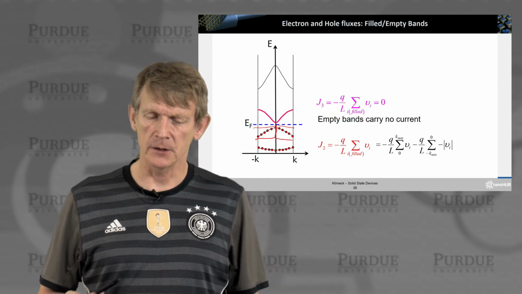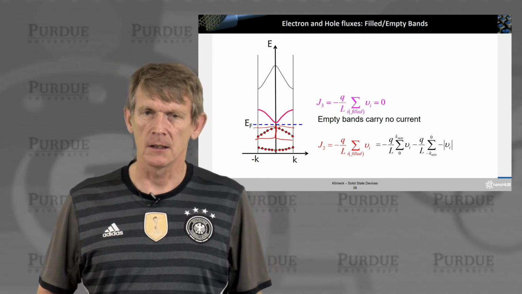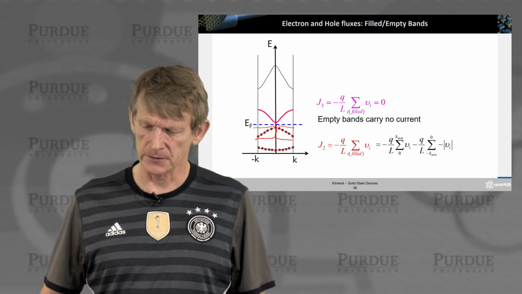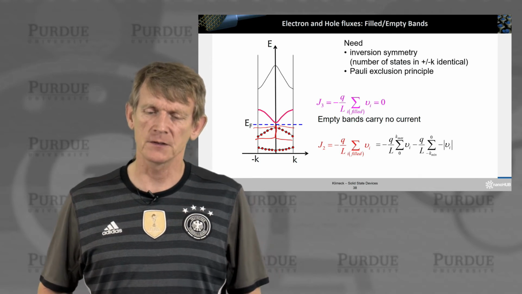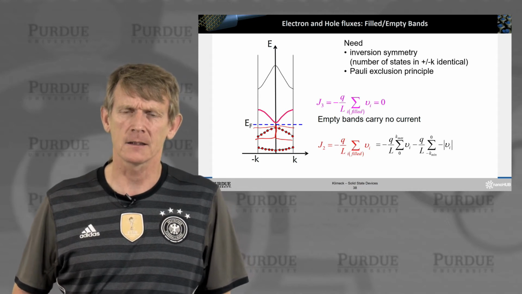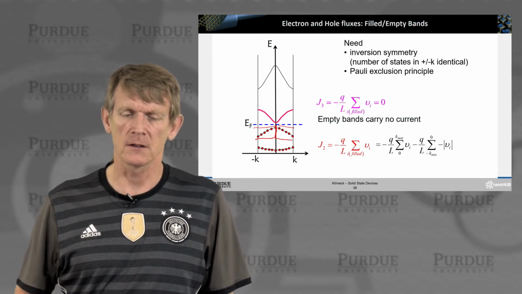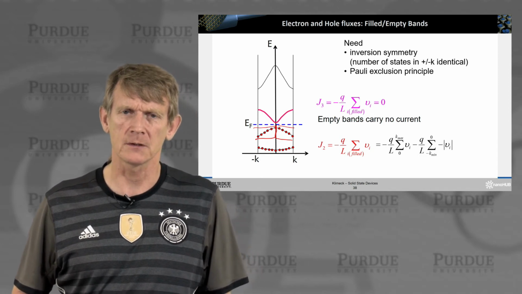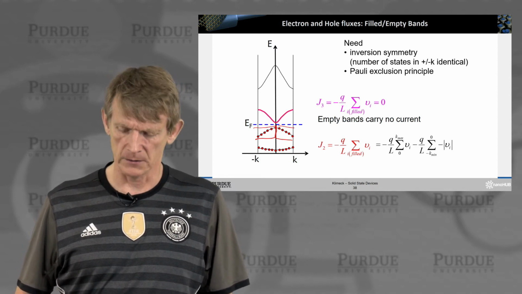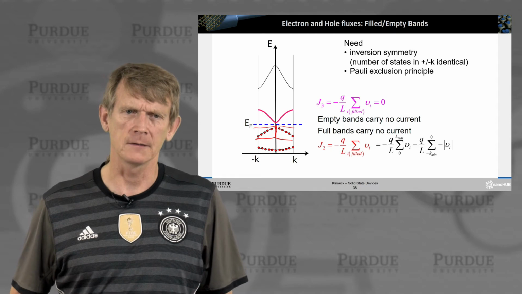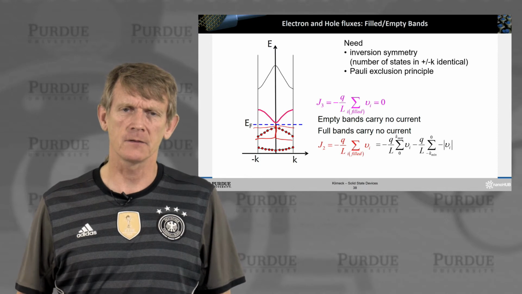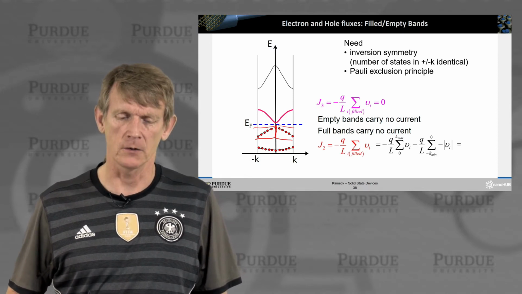you basically have in symmetric bands like this a balance in all the particles that are going left with all the particles that are going to the right. So if you have inversion symmetry in the system where the number of states in the plus and minus direction are identical, and you need to, of course, follow the Pauli exclusion principle, then all the states going left are equal and opposite, balanced by all the states to the right. That means a full band cannot carry current either. So you have lots of electrons in there, but there's effectively no current being carried, no net current.